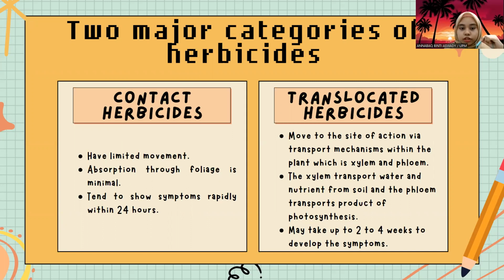While for translocated herbicides, they move to the site of action via transport mechanisms within the plant, which are xylem and phloem. The xylem transports water and nutrients from the soil, and the phloem transports the products of photosynthesis. It may take up to 2 weeks for the symptoms to develop, depending on the herbicide rate, condition, and the plant species.